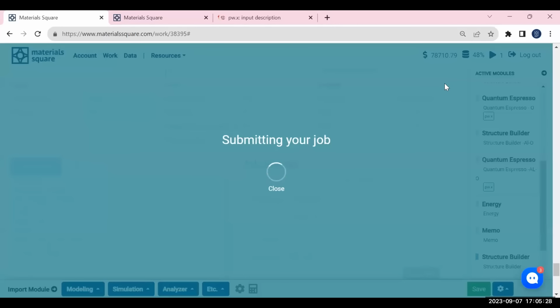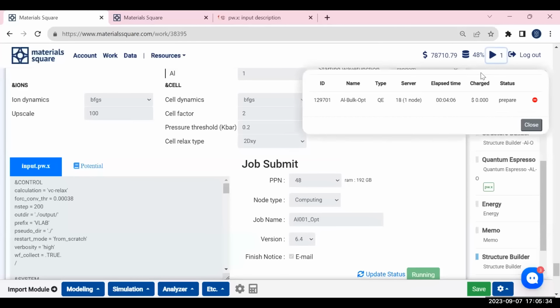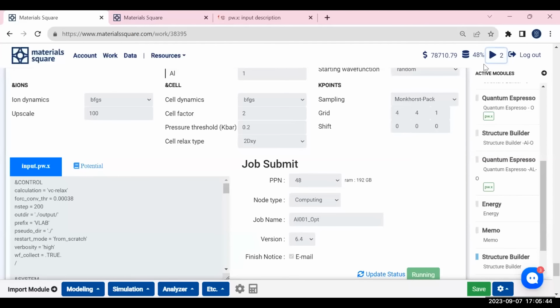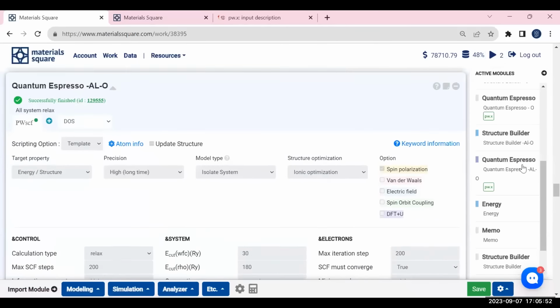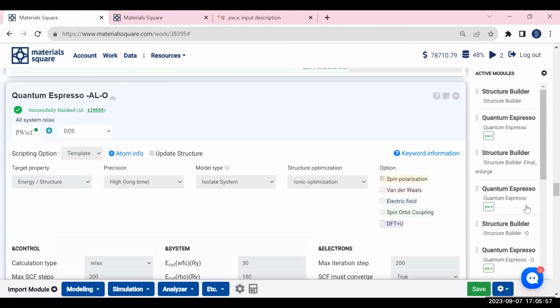Now we have 2 calculations to be done. The first one is the single atom, which is the bulk. After the bulk is optimized, we have to create the surface. After the surface is created, we also have to do the DFT calculation and relaxation for this structure. The next one, we have to create a single oxygen atom. I have already created this one in my previous calculation.